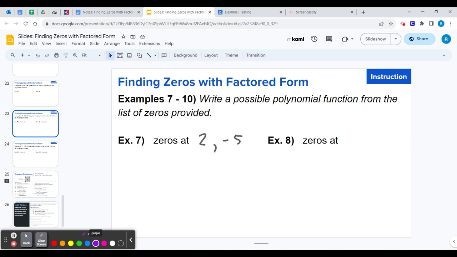And I'll put my answer here in purple. It uses that 0 at 2, so we get a factor of x minus 2, and then uses that 0 at -5, we get a factor of x plus 5. So this 2, since it's positive as a 0, switches and becomes negative as a factor. And this 5, since it's negative as a 0, becomes positive as a factor.